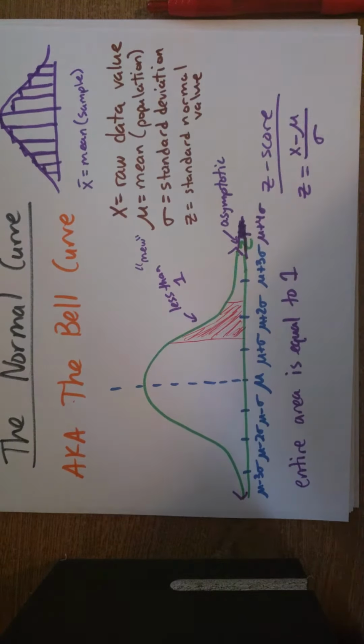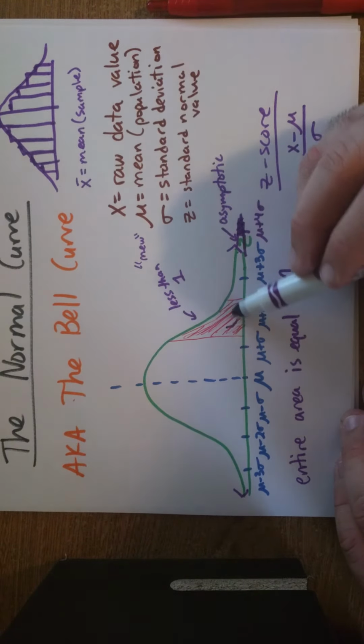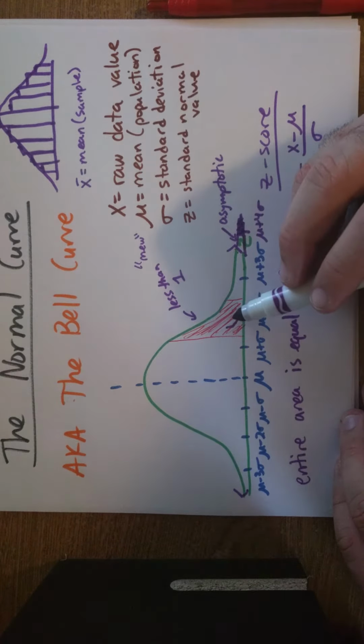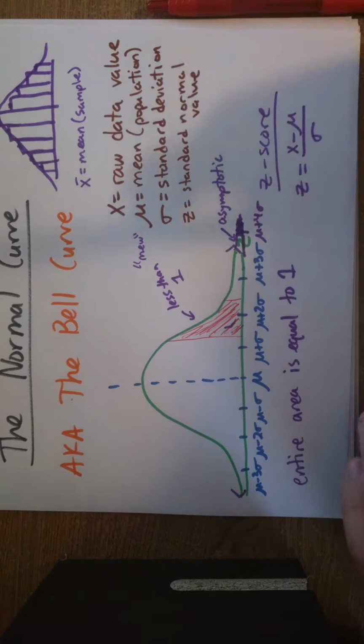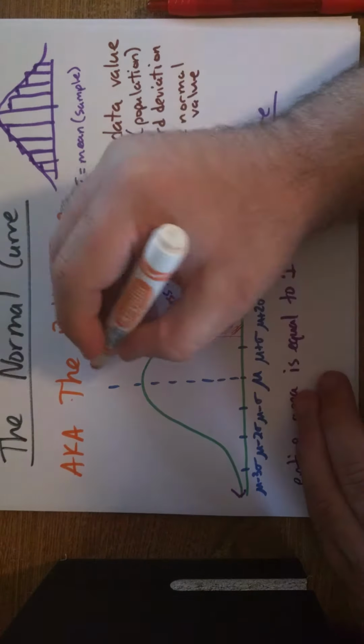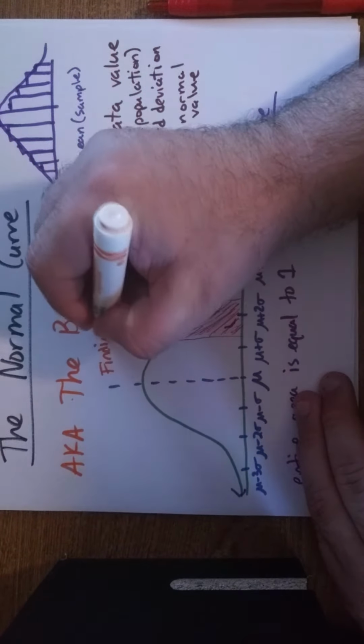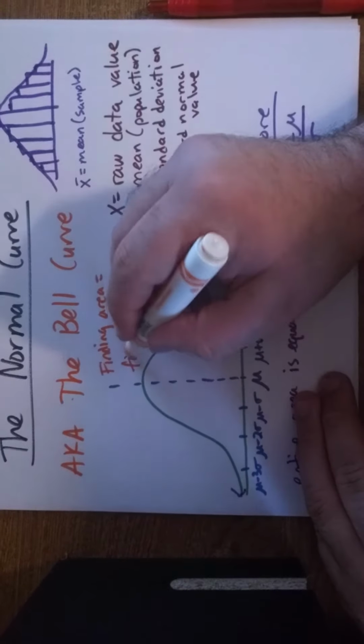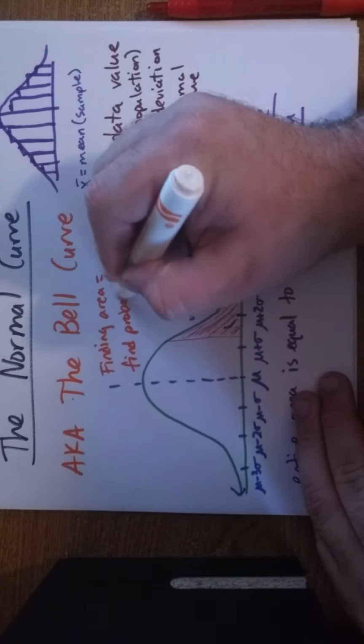All right. So what we're going to be doing in this section, I want you to keep in mind, is we're going to be finding area. That's the main idea in this section. And finding this area, it's the same thing as finding probability. Let's actually make a note of that as well. I'm going to use a different color. Finding area is the same thing as finding probability.